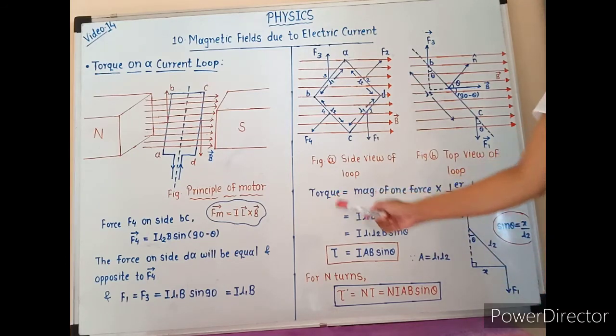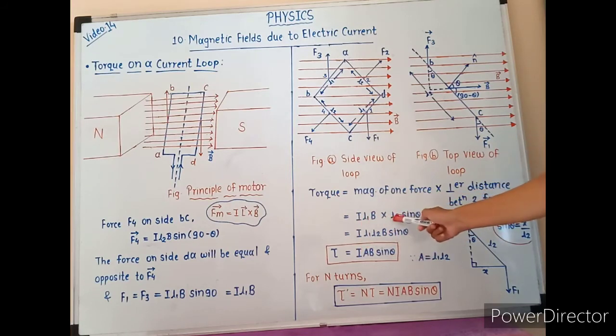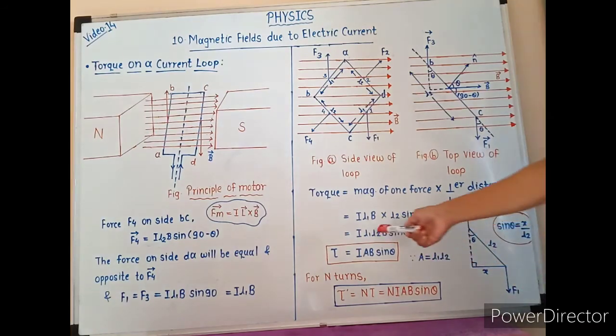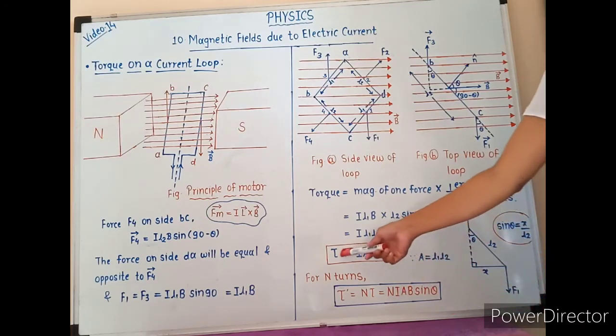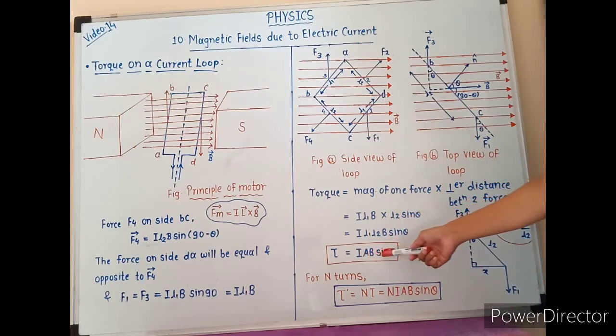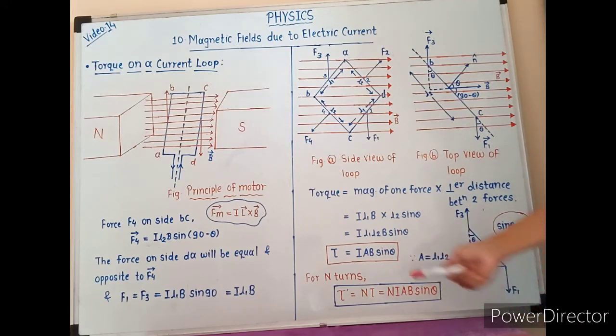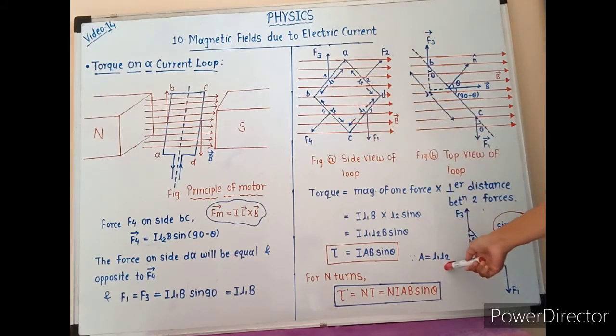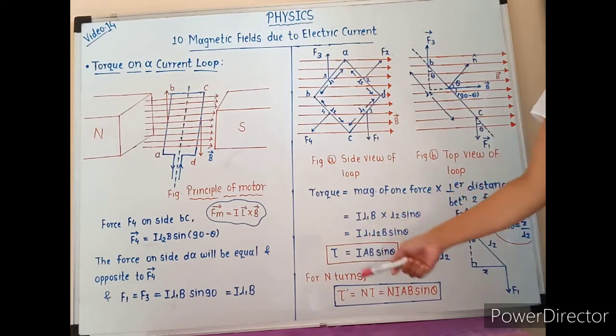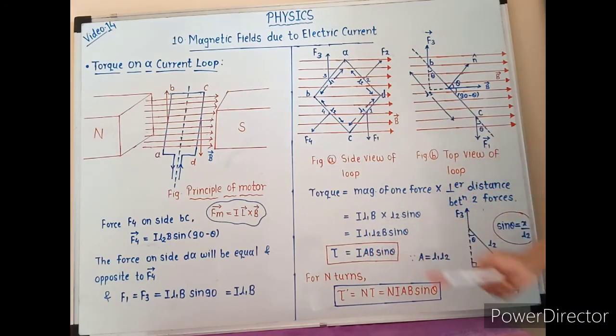So we get torque is equal to I L1 L2 B sin theta. Okay. Now this L1 L2 is nothing but the area of the loop. So we get torque is equal to I A B sin theta. Okay. This A means the area of the loop. This is L1 and L2, that is length into breadth, so it is the area of the loop. So we get torque is equal to I A B sin theta.